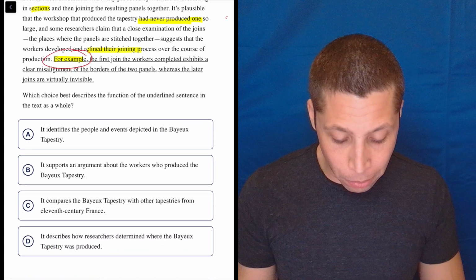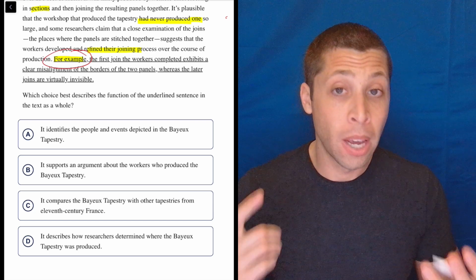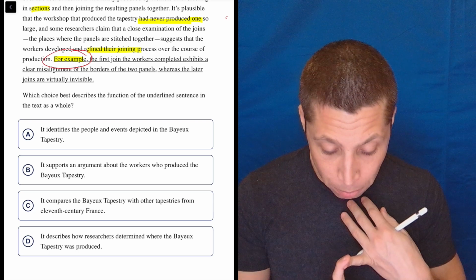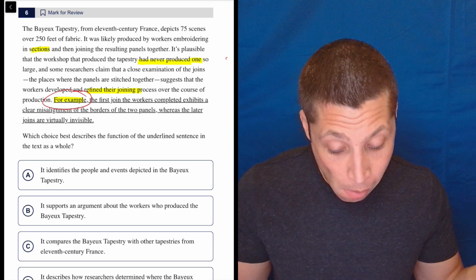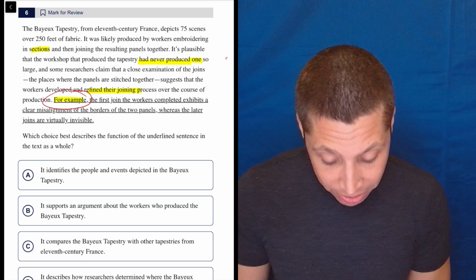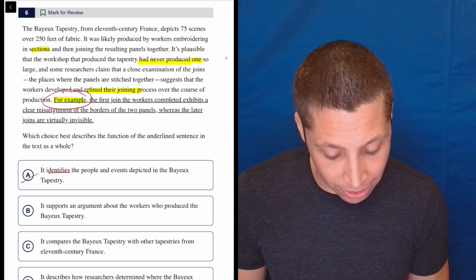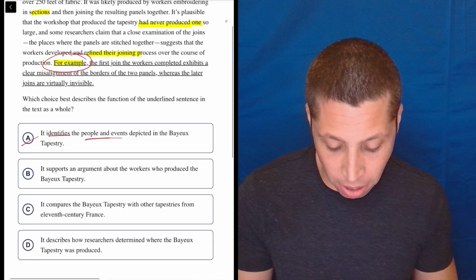It identifies the people and events depicted in the Bayeux Tapestry. Turn that into a question. Who are the people depicted? What are the events depicted? It depicts 75 scenes. Scenes of what? I don't know. So it does not identify the people and events. I don't know them. I can't tell you what they are.